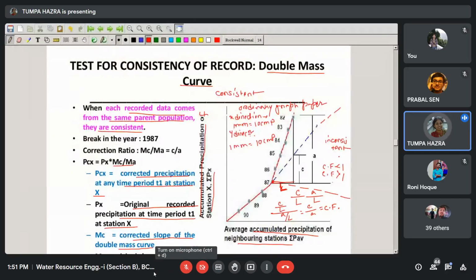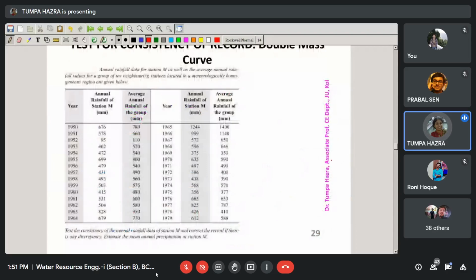How to check the consistency of data? How to check? Let me show you one problem.